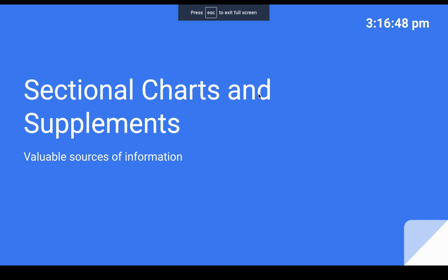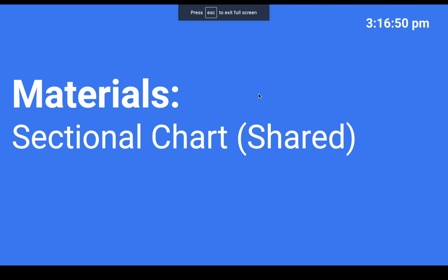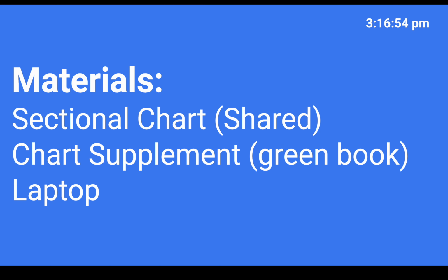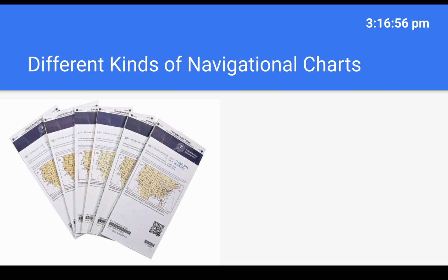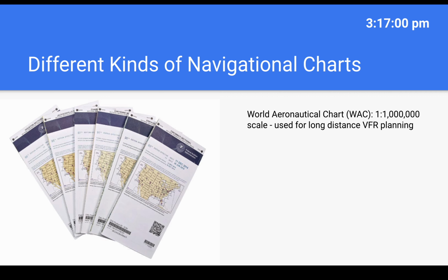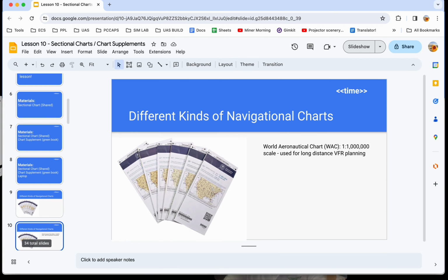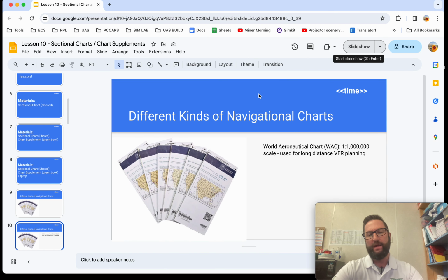So first things first, sectional charts and supplements. There's no notes for this lesson. Materials, you'll need a sectional chart, a chart supplement book, and a laptop. So let's talk about some different kinds of navigational charts. The first one is a world aeronautical chart. It has a scale of 1 to 1 million, and it's used for long distance VFR planning.